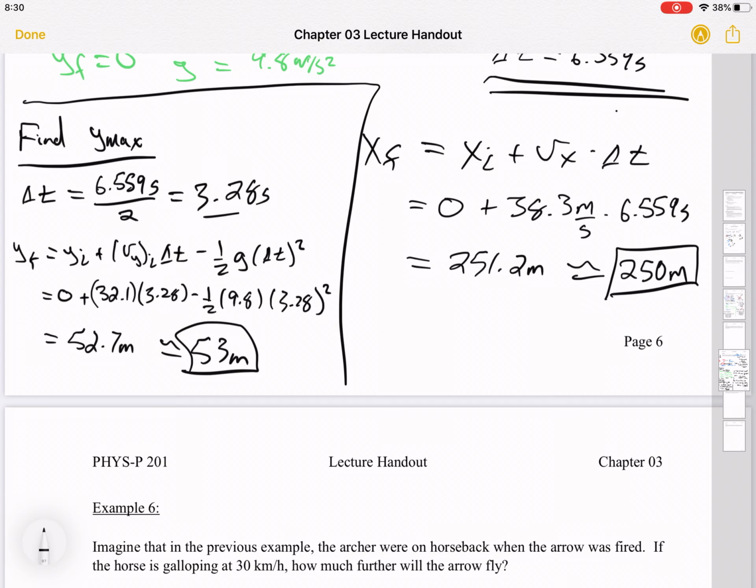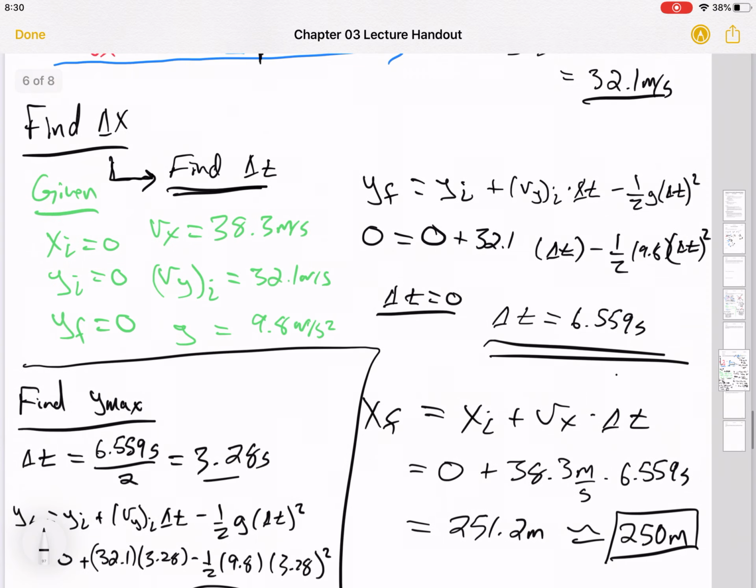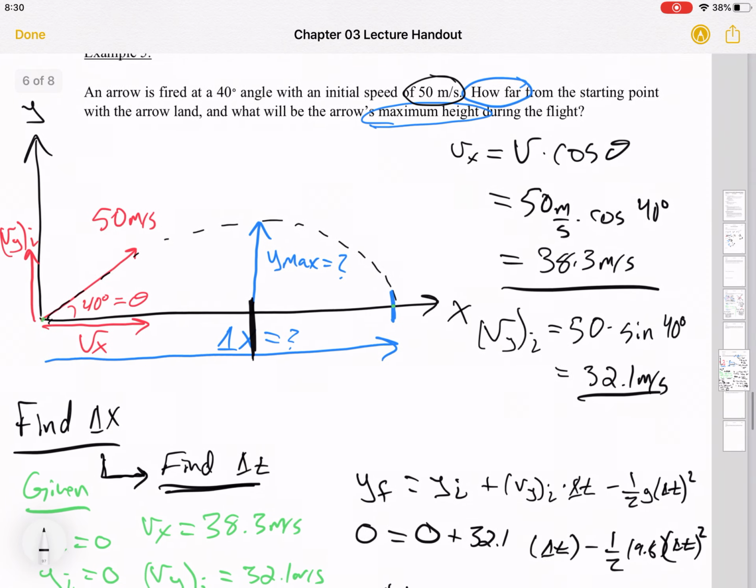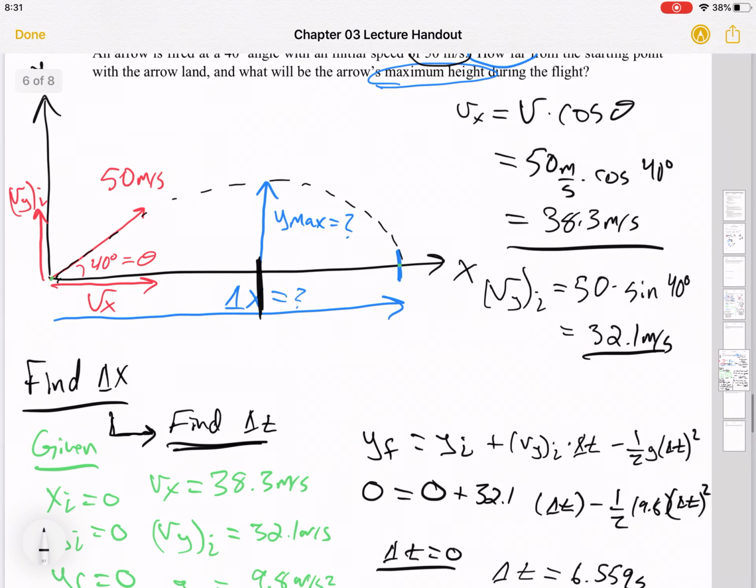Okay, so I think that's good for this example. There are other ways to approach this. The equations that we used here, it has to be this set of equations, but they don't have to be used in quite this way. And we'll talk about that another time.